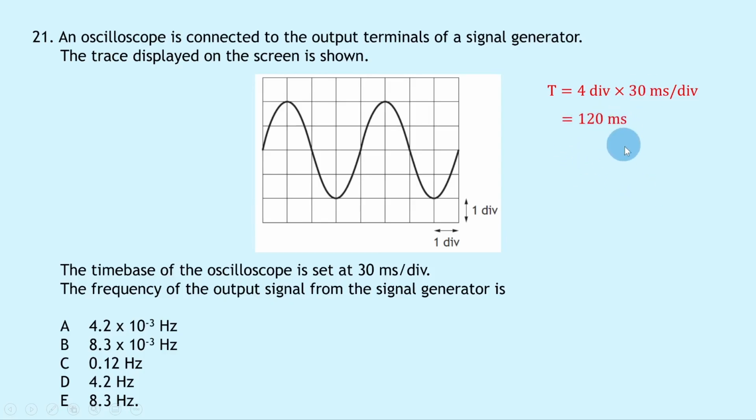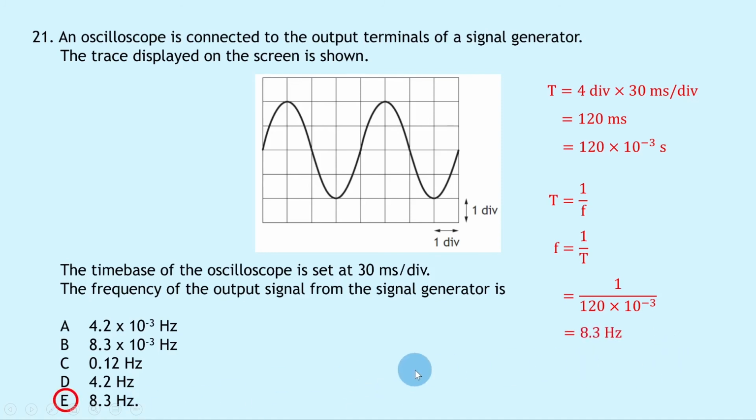Now I'm just going to rewrite this in terms of seconds because that's going to help me in a minute when I do the frequency. So this is the same as 120 times 10 to the minus 3 seconds. And now to find the frequency, remember period and frequency are related through T equals 1 over f. So let's rearrange for f to get f equals 1 over T. And now we can sub in the period to get 1 over 120 times 10 to the minus 3, which if you put into your calculator should give you an answer of 8.3 Hz. And you'll see that is the option E.